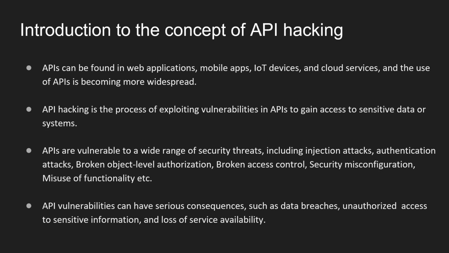So what exactly is API hacking? API hacking is the process of exploiting vulnerabilities in APIs in order to gain unauthorized access to data or systems. API, or Application Programming Interface, is a set of protocols and tools that allows different systems and applications to communicate with each other. APIs are used in a wide range of contexts, including web applications, mobile apps, IoT devices, and cloud services. As the use of APIs becomes more widespread, the risk of API hacking is also increasing.